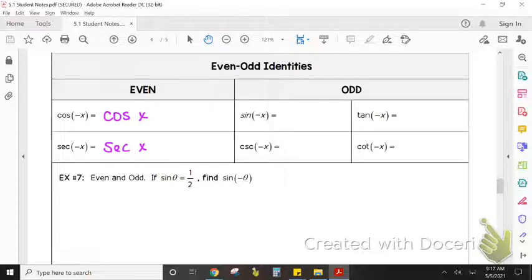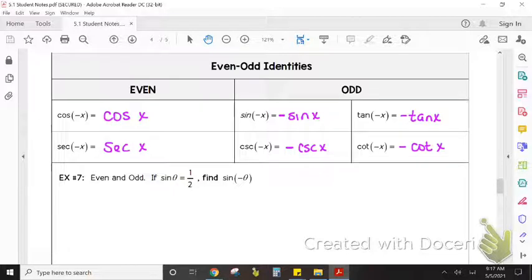So if you have sine of negative x, it's going to get you the same exact answer as sine of positive x, but it's going to be the opposite sign. So we're going to say negative sine of x. And so cosecant of negative x gives you the same digit as cosecant of x, but the opposite sign. Same thing with tangent of x. So it's going to be the negative tangent of x. And cotangent of negative x would be negative cotangent of the positive x.